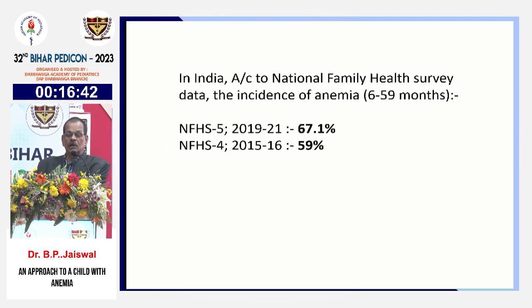Now, in India, according to National Family Health Survey data, the incidence of anemia between 6 to 59 months, as you can see in the data, NFHS-5, 2019 to 21, was 67.1%. And according to NFHS-4, it was 59%. You can well appreciate how common anemia is in our society.